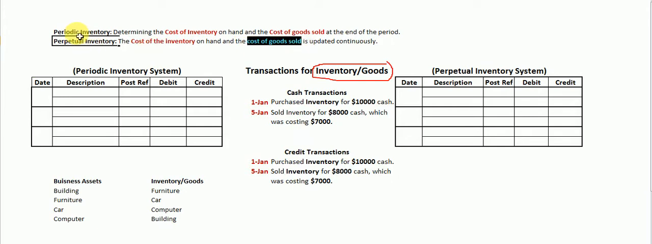But in the periodic inventory system, this system is not helping you. It is not telling you how much is the cost and how much is the cost of goods sold; you can only know about it periodically. Periodically means at the end of the month, or quarter, or 6 months, or 1 year, depending upon your accounting period. This was just a brief definition.